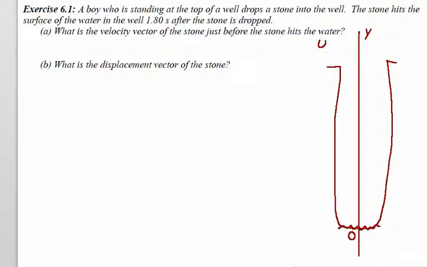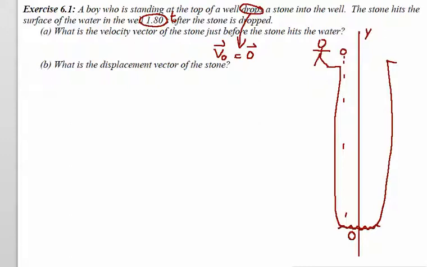So the boy is standing over here, and he throws. Oh no, he drops the ball, which is going to fall down like this. So when you see drops, that means that there is no initial throw. So it means that the initial velocity is 0. They give you the time t.